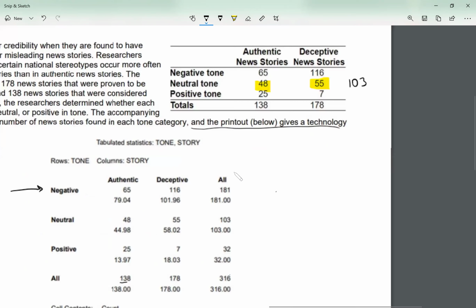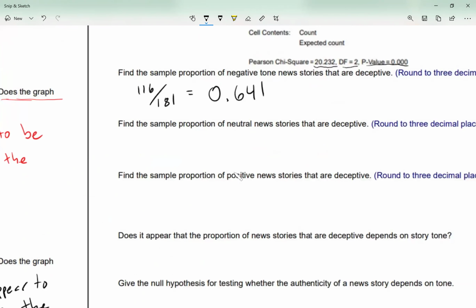103. So let me come here and I'm gonna say 55 divided by 103, rounded to 3 decimal places. So I'm gonna call this 0.534. Remember, I'm asking for the sample proportion, so basically I'm asking for it as a decimal. Don't switch it back to percentage. Percentage is 53%, but I'm looking at this as a decimal, so 0.534.